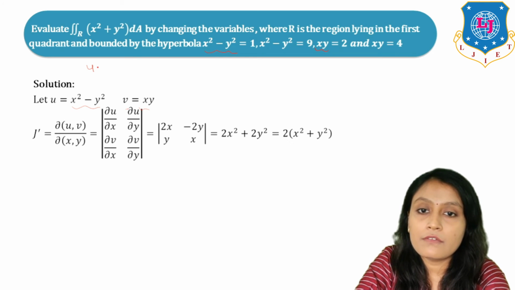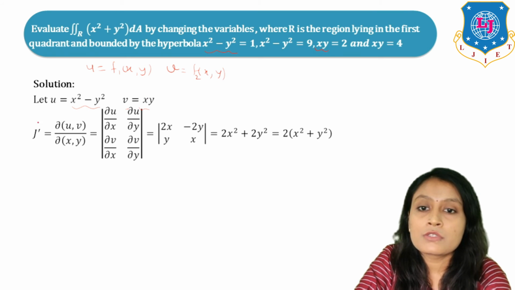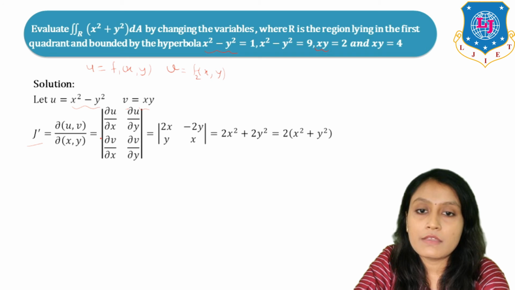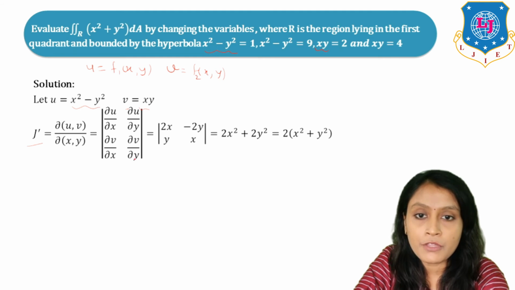So again we have this form, that is u is some function of x and y, and v is also some function of x and y. So we will find J dash, and J dash is given by del(u,v) upon del(x,y), and it is given by the determinant with entries del u by del x, del u by del y, del v by del x, del v by del y.